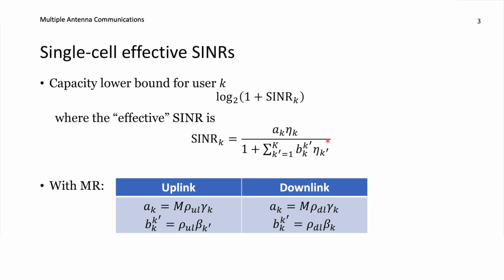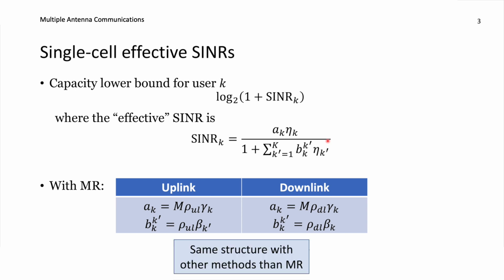And we can consider other types of beamforming methods than maximum ratio processing, and we will still get a similar type of expression with different values of A and B. And this holds both in the uplink and in the downlink when we're using this particular type of capacity lower bound. But the nice thing with maximum ratio processing is that you can actually compute A and B exactly as a mathematical expression. There's also another type of processing called zero forcing processing, where you can also compute this in closed form. And then for other types of processing, you will have to compute them numerically.